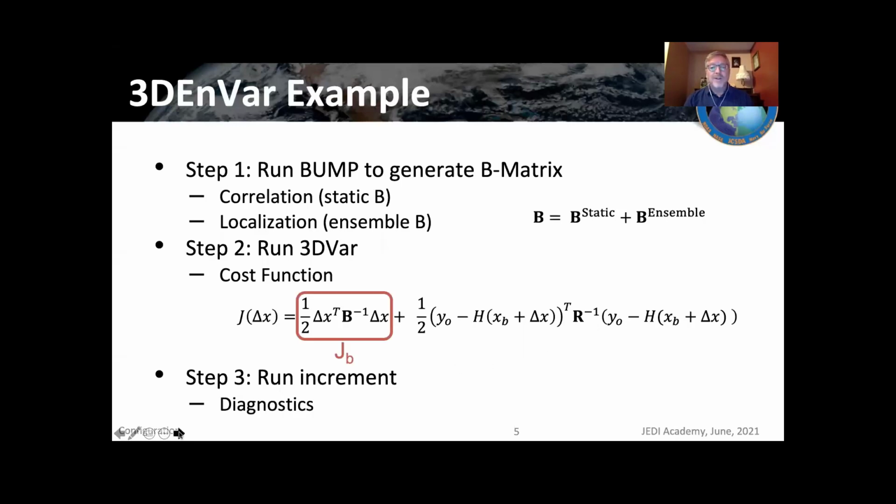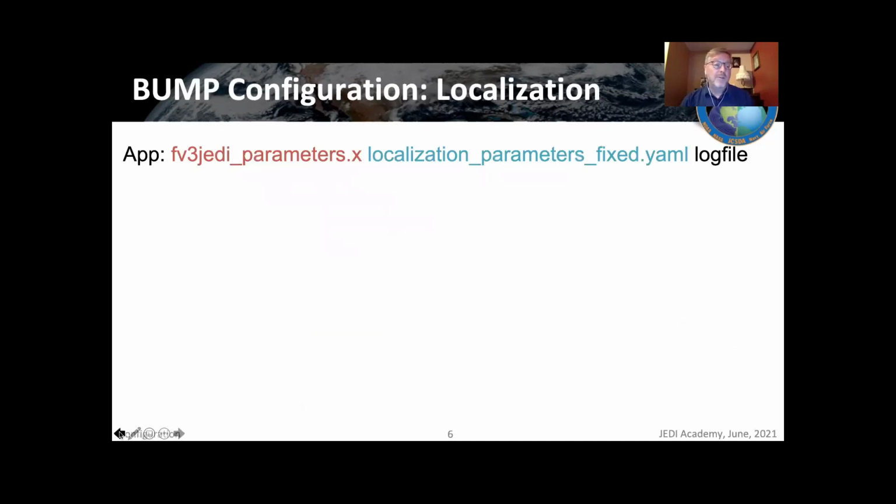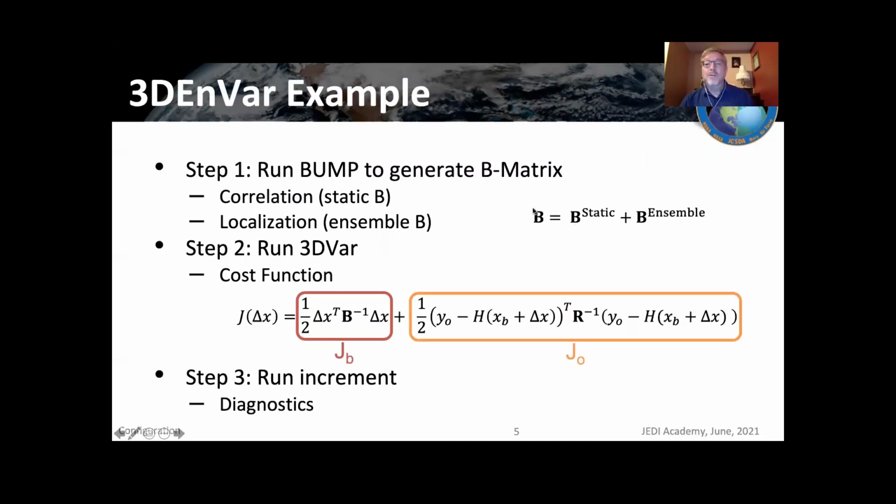So to start here, this is a variational technique. So we have a cost function, and it has a model side denoted by the JB, and it has an observation side denoted by the JO, and these terms in the cost function. And so up here at step one where we run BUMP to generate a B matrix, we have these two pieces, a static and an ensemble piece, that go into the creation of a B matrix.